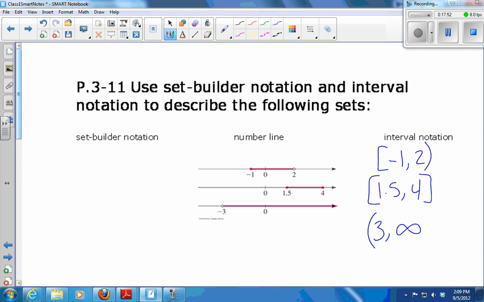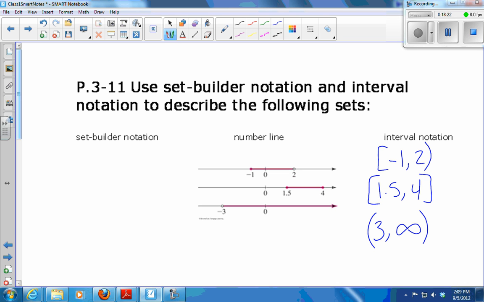What do you think about infinity? Do we include it or not? Yeah, it's always open because infinity is not actually a number. Like if I told you to count to infinity, you couldn't do it, right? You can't actually get there. So infinity is not something that you can include in a set. Infinity is an idea of getting bigger and bigger and bigger. You can't include it because it's not a number, so you always put an open bracket.